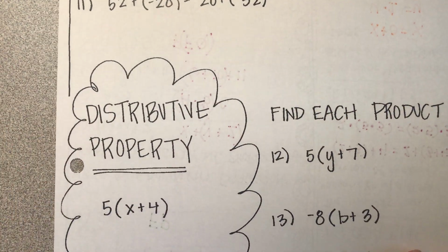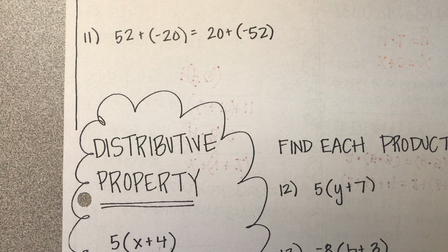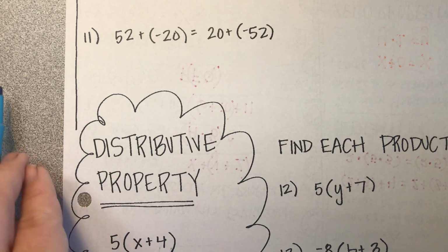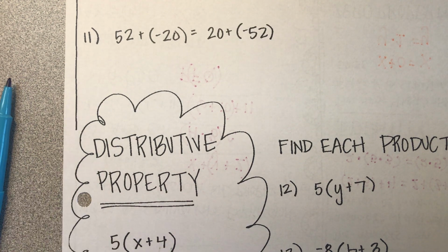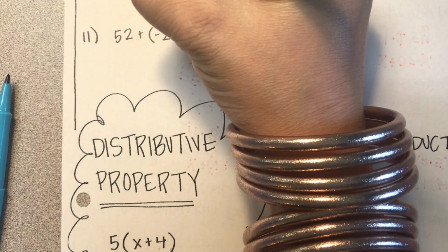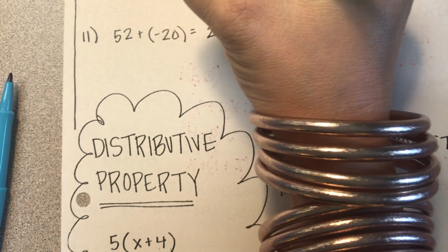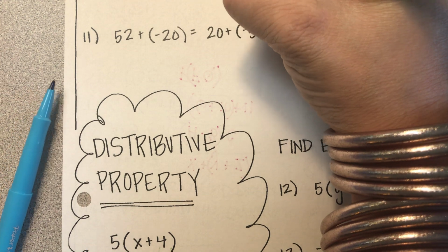Okay, let's turn our paper over. This is another true or false. Is 9 times negative 2 the exact same thing as 2 times negative 9? This is negative 18 equals negative 18. So this is true.